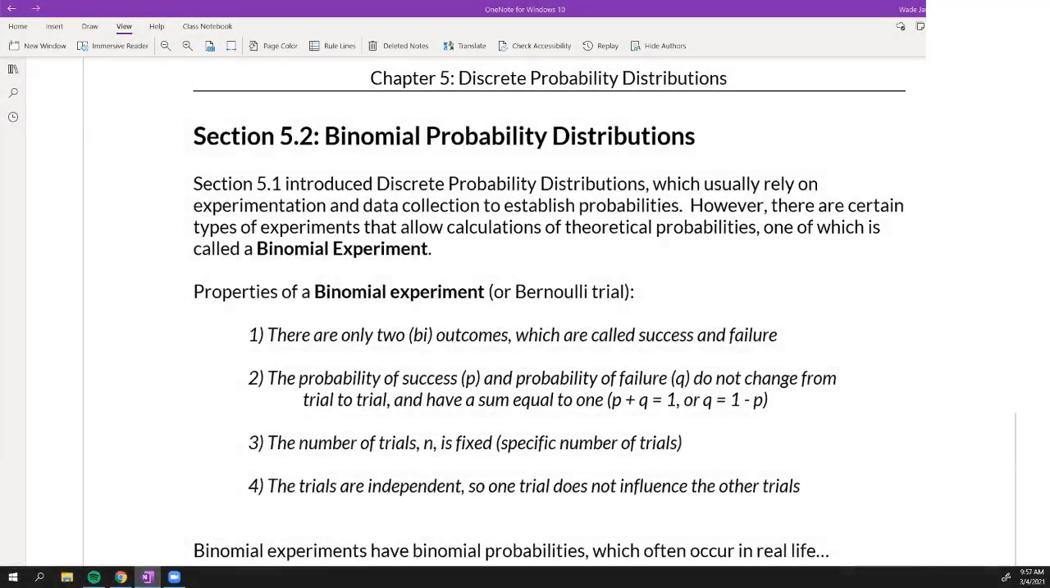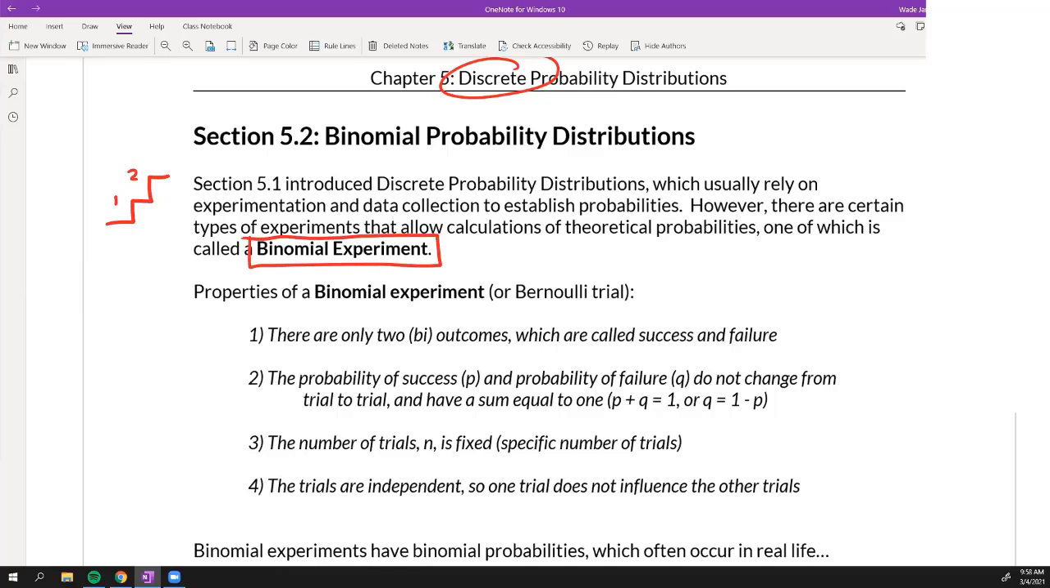In 5.2, we are still talking about discrete probabilities. We are still talking about step probabilities, okay? Values that are incremental numbers. But in this case, we're looking at a special situation where there's only two steps. There's step one and there's step two. This is called a binomial experiment.